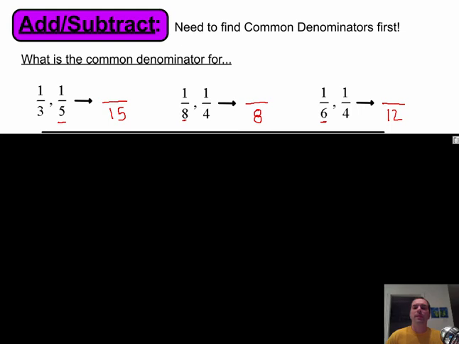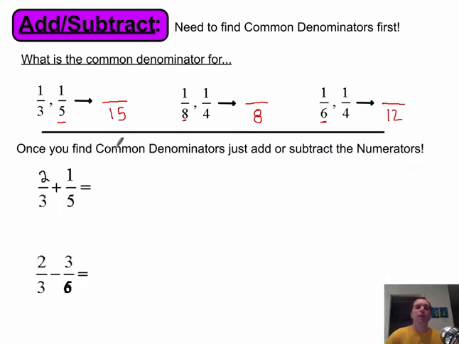That makes sense, right? So after we get the common denominator, we just add or subtract the numerators, the numbers on top. What do I mean by this? Well, what's common between 3 and 5? We already figured out that would be 15. So I'm going to rewrite both of them with 15, and my answer is going to be over 15.